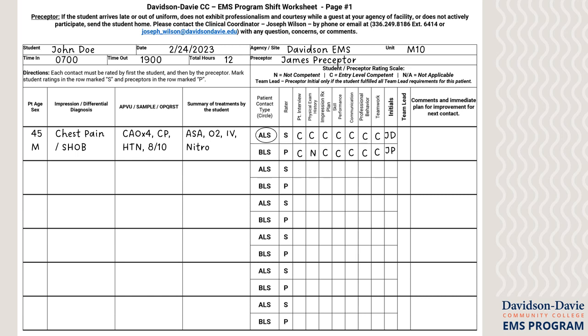The column labeled Team Lead is used in the capstone experience setting. You can find detailed information on what is classified as a team lead on the back of the shift worksheet. If this patient counts as a team lead, your preceptor should also place their initials here. The last column is for the preceptor to comment on anything you should improve on for your next patient encounter.